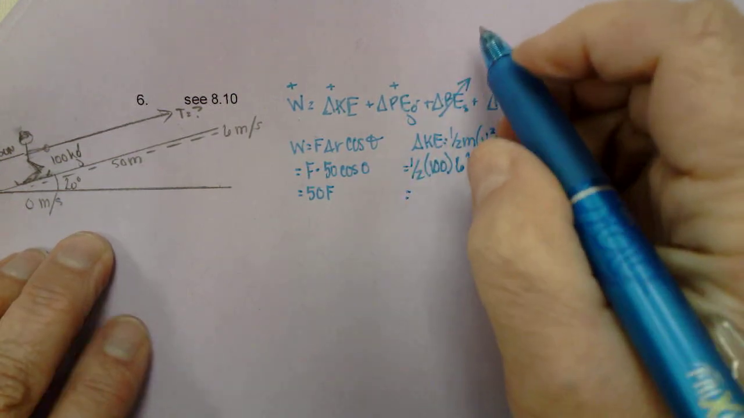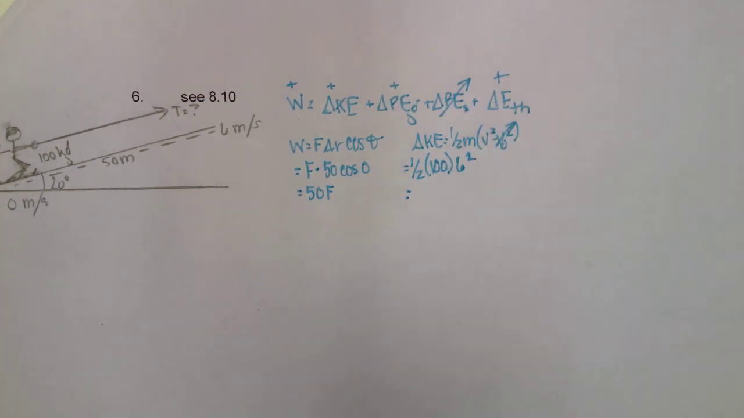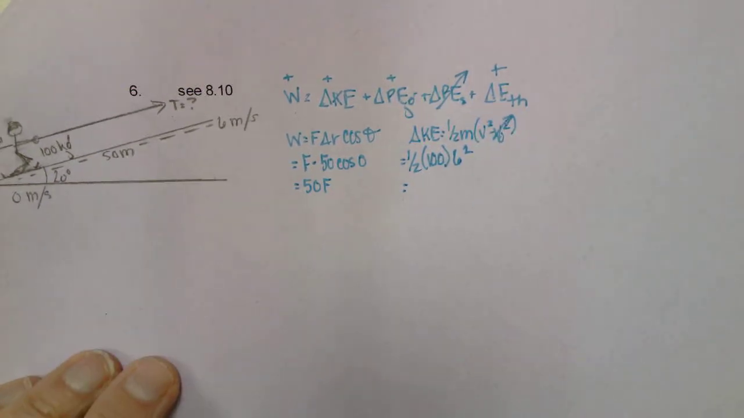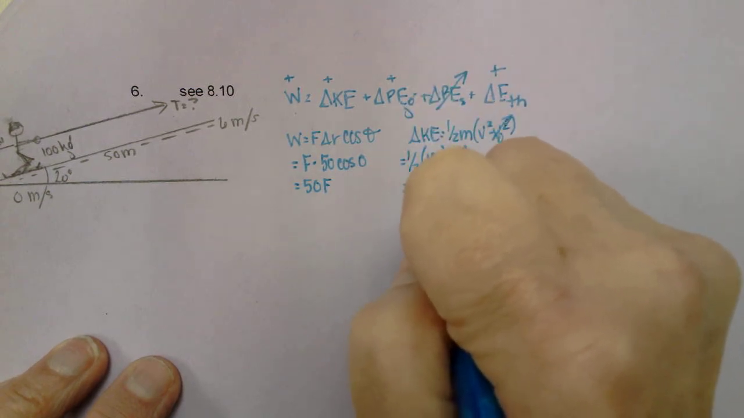And that's going to end up being, I have the wrong one in front of me. Let me help myself out here. So it's going to end up being 1,800 joules.